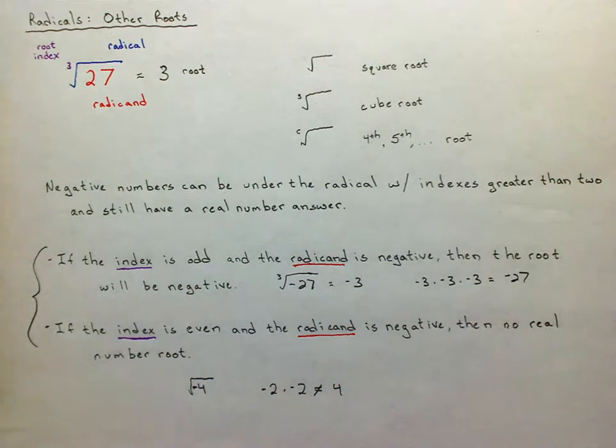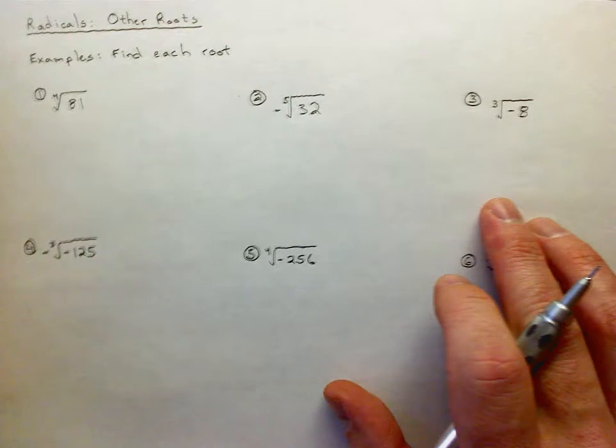Whenever you multiply an odd number of negative signs together, you get a negative answer. An even number of negative signs will give you a positive answer. I cannot get a negative 4. So let's take a look at some examples for radicals that are dealing with other roots than square root.